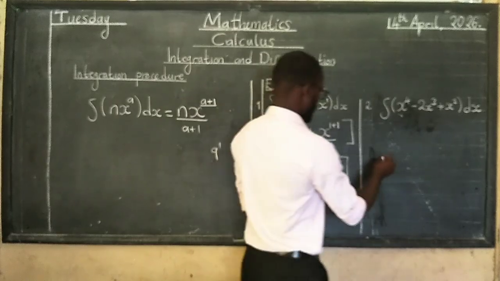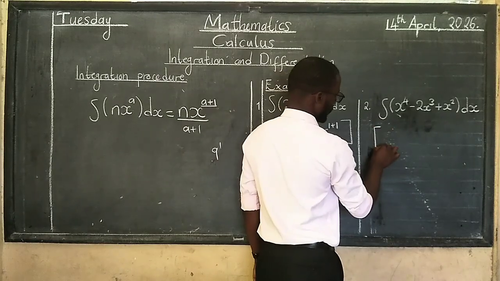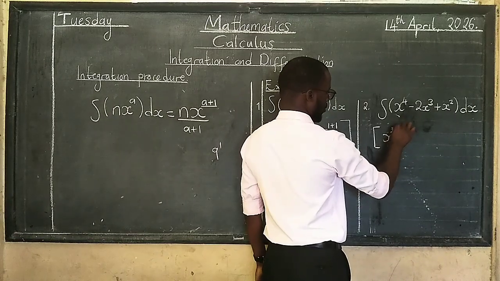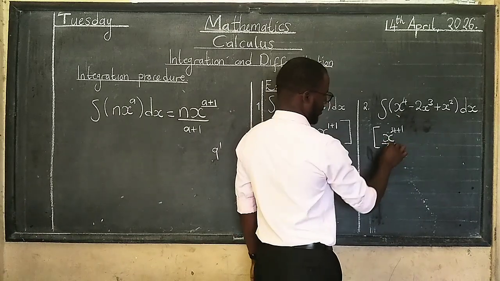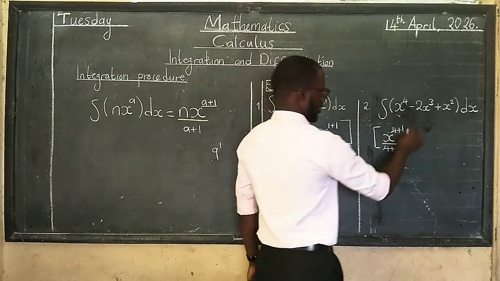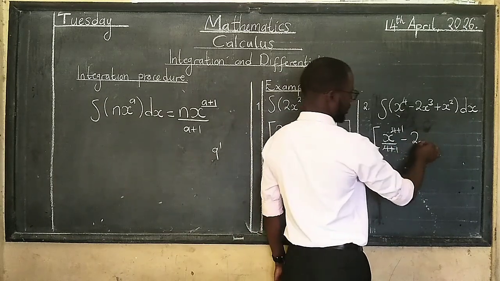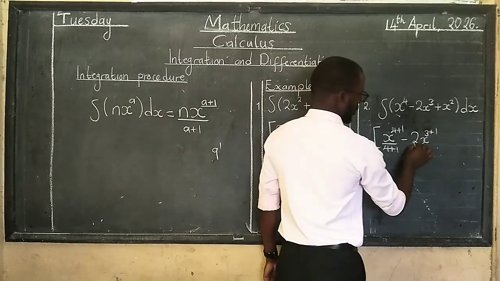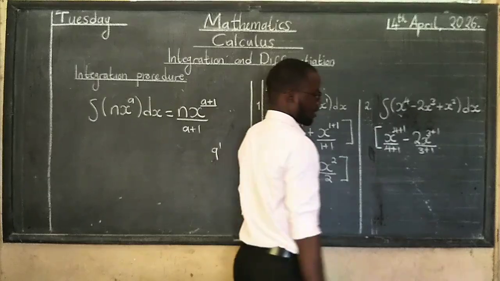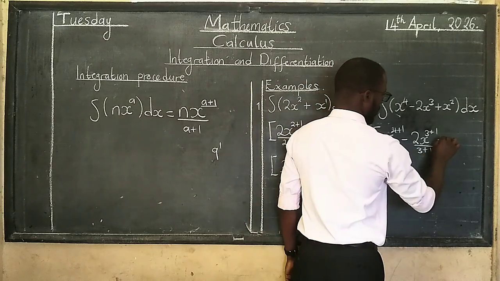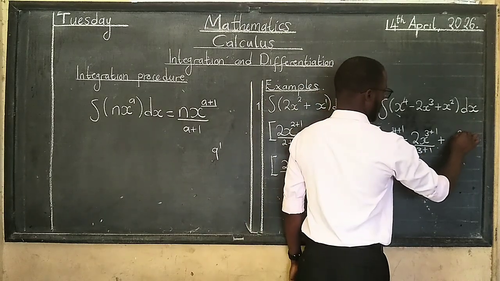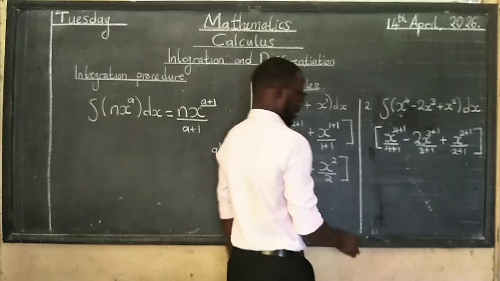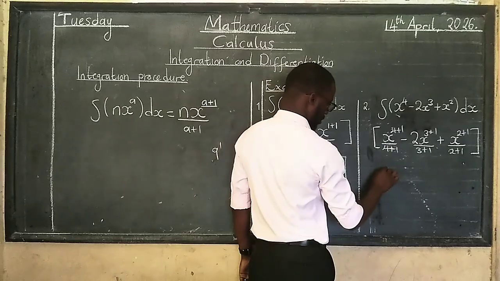Example 2. So for this one, x will come as it is, its power 4 plus 1, then we divide by the power 4 plus 1, then minus 2 will come as it is, x will come as it is, its power 3 plus 1, then divide by the power 3 plus 1, then the other one is x to the power 2 plus 1, divide by 2 plus 1, close it off like that. So this will be x.